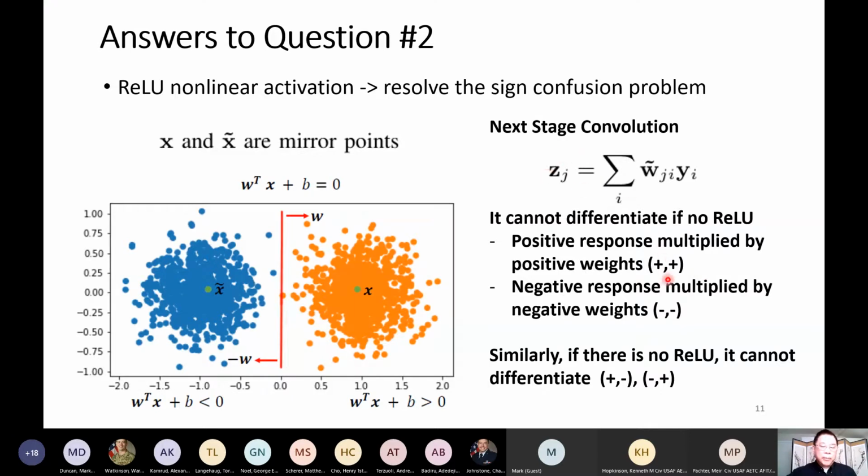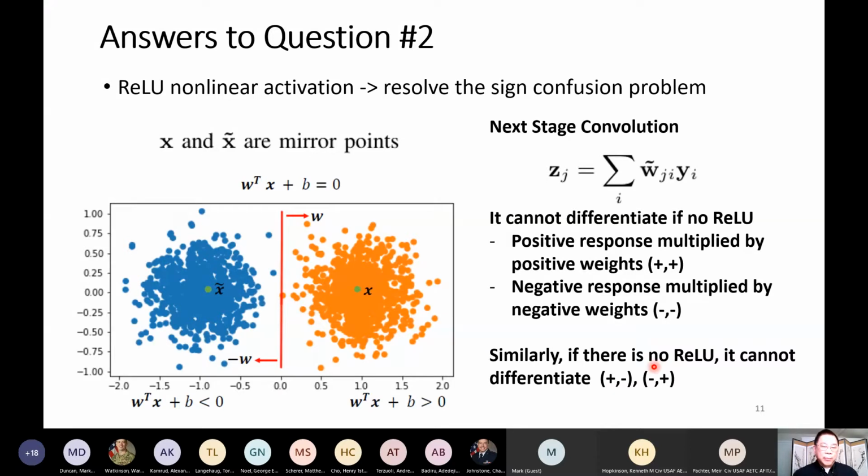And so the danger is that you are not able to differentiate which response you got, positive or negative, because they're all adding together. Similarly, if you have a positive response but the weight is negative, and a negative response where the weight is positive, again you get a negative contribution, and they all come together.